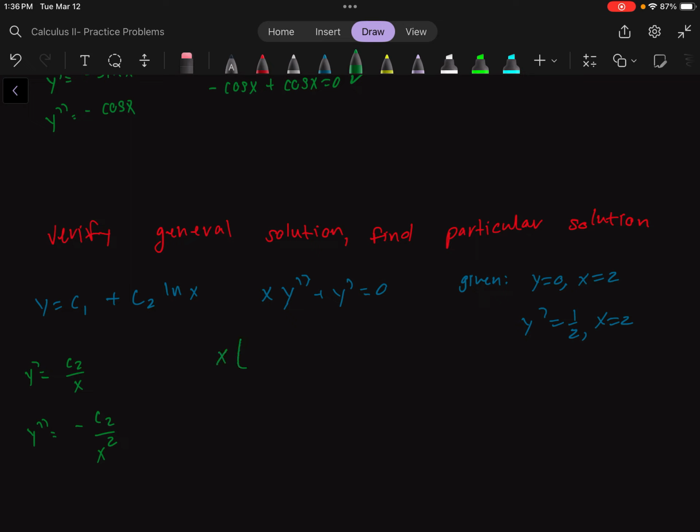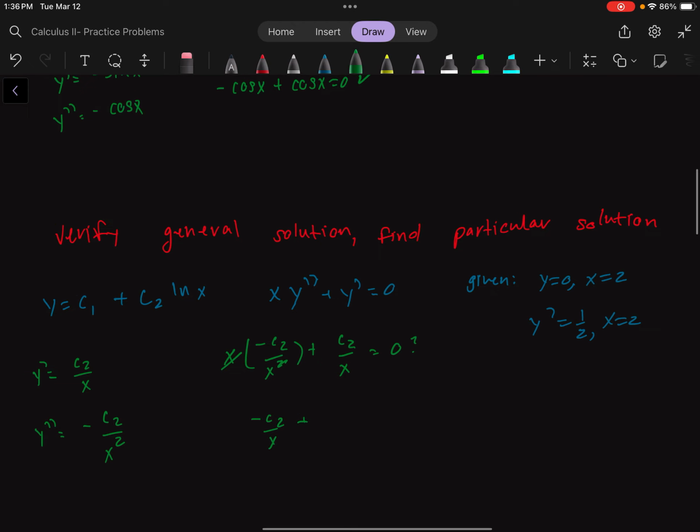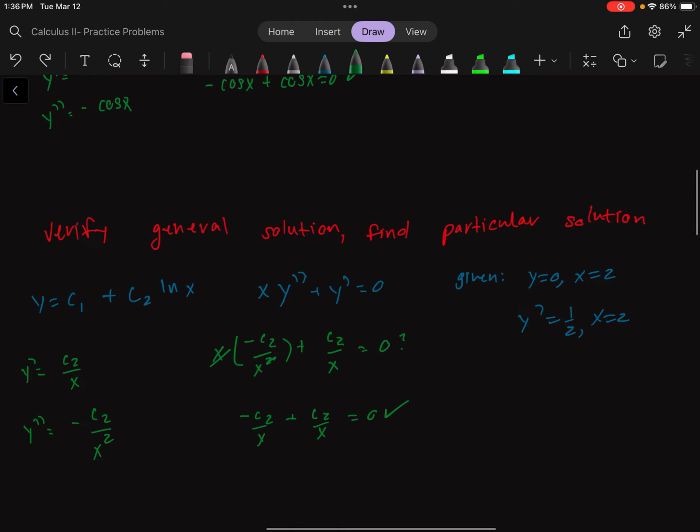Is x times y double prime, negative c2 over x squared, plus y prime, c2 over x, equal to 0? Well, let's see, the x will cancel the x squared. We have a negative c2 over x plus c2 over x equaling 0. So yes, this is the correct general solution. How are we going to find the particular solution? Well, y prime is equal to 1/2 when x equals 2. This initial condition is going to allow us to solve for c2.